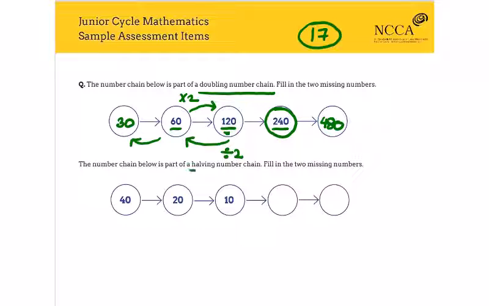The next one is a halving number chain. Halving is dividing by 2. Similar again, 10 divided by 2 is 5. 5 divided by 2 is 5 over 2. They don't ask you to write it as a decimal, 2.5, but just easy enough. If you can understand that 5 divided by 2 is written like this, it will make your math lives a whole lot easier.